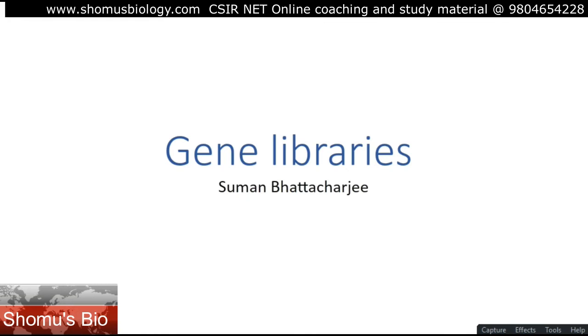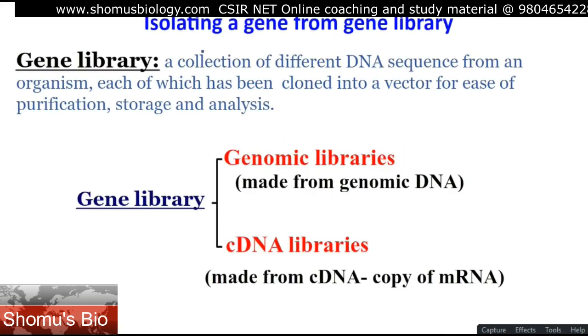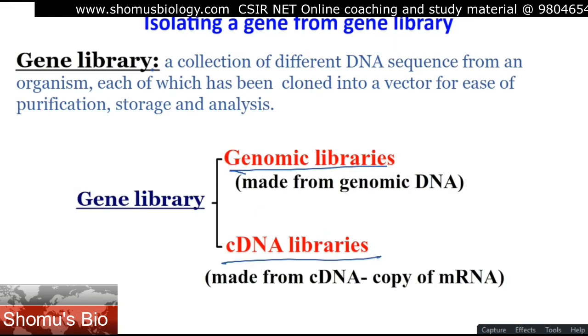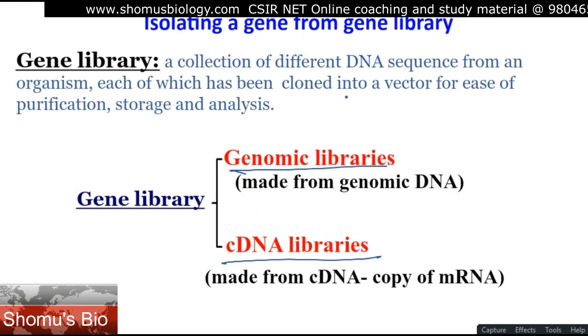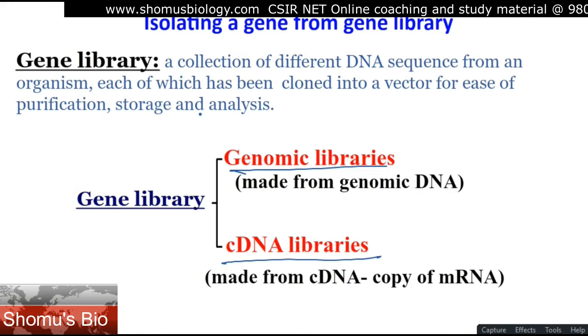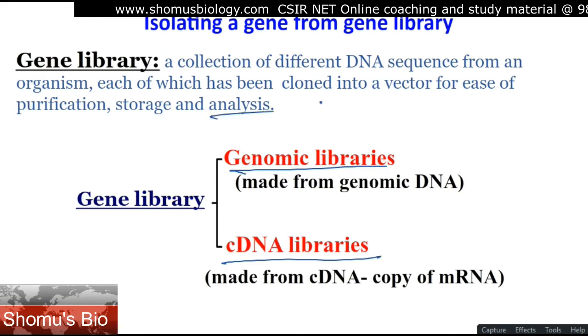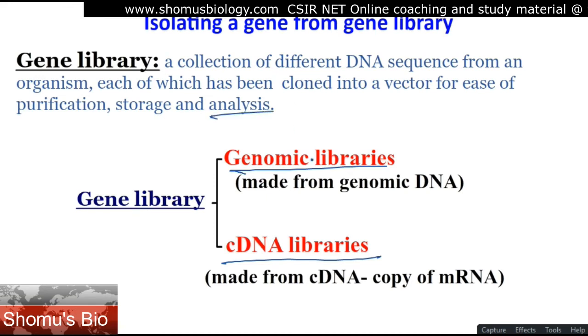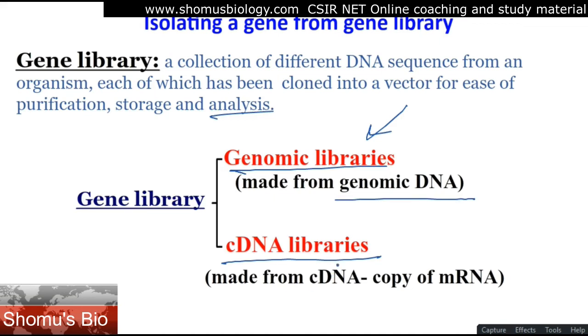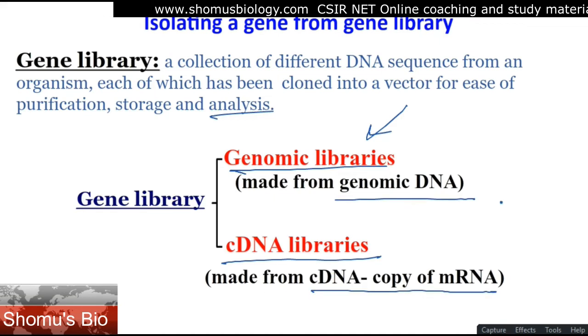The gene libraries can be divided into two different types: genomic DNA libraries and cDNA libraries. A gene library is a collection of different DNA sequences from an organism, each of which has been cloned into a vector for ease of purification, storage, and analysis. The genomic library is made from the genomic DNA, while the cDNA library is made from the cDNA copy of the mRNA.